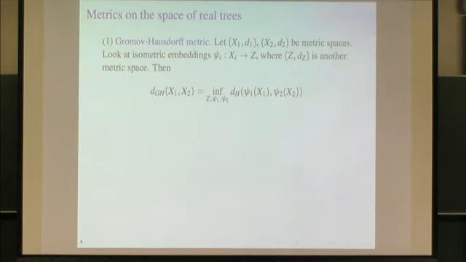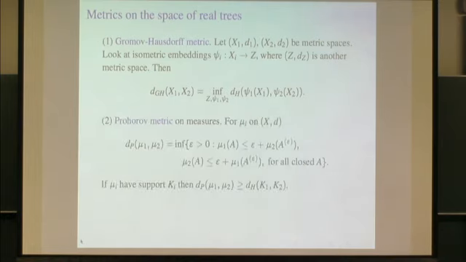So I told you already about the Hausdorff metric. If we have two metric spaces, we look at isometric embeddings of those metric spaces into a third metric space, (Z, d_Z), and we define the Gromov-Hausdorff distance between X1 and X2 to be the infimum over embeddings of the Hausdorff distance between phi of X1 and phi of X2, in other words, the images of X1 and X2. So that's a way of comparing the distances between two metric spaces, in particular two real trees.